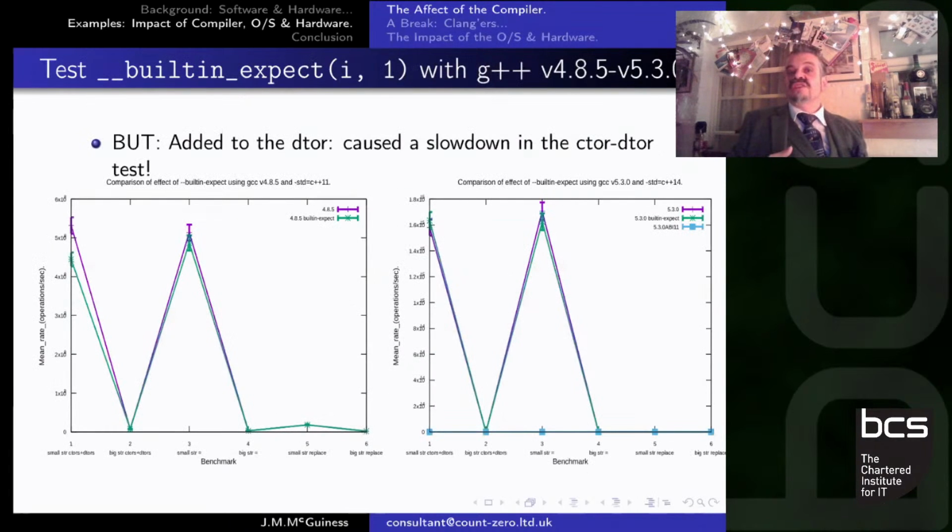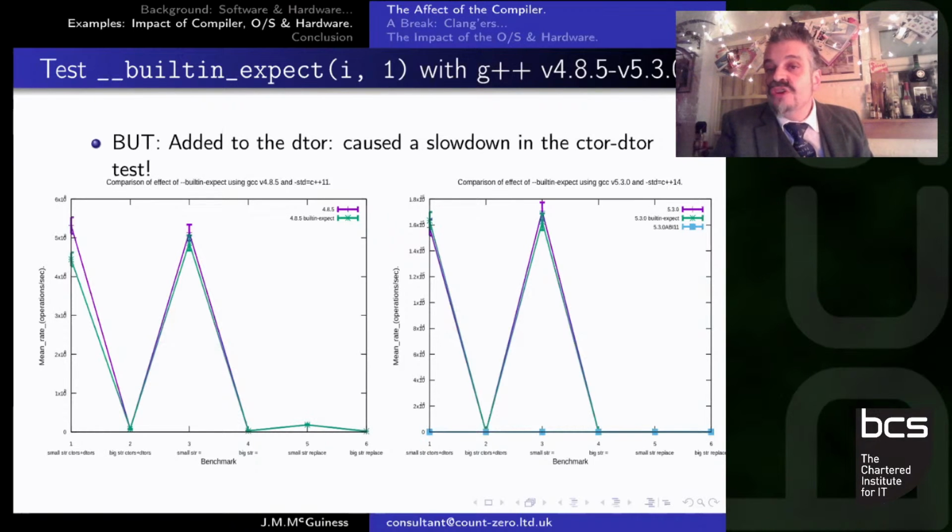Does it affect us? What's the real effect? Well, the reality is that if I add likely and unlikely to my small string benchmarks that I was talking about, I can actually see it has an impact negatively. Look at these small string constructors and destructors. We can see there is a statistically significant performance difference there.